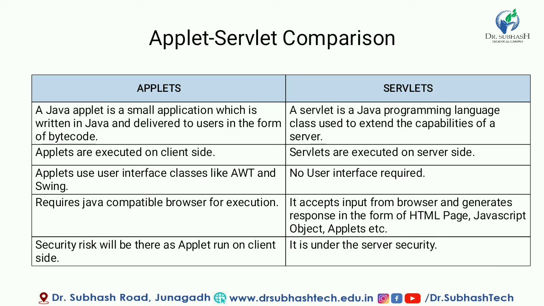Applets require a Java compatible browser for execution, whereas a Servlet accepts input from the browser and generates a response in the form of an HTML page, JavaScript object or applets. In applets, a security risk will be there as applets run on the client side. This is the reason why risk is there. Applets run on the client side, whereas in servlets it is under server security. So these are the various differences between applets and servlets.